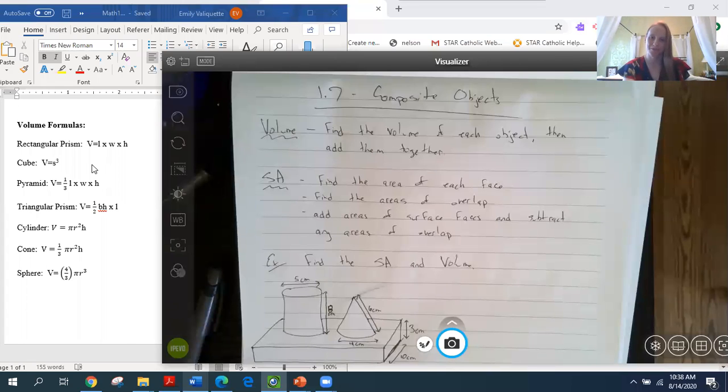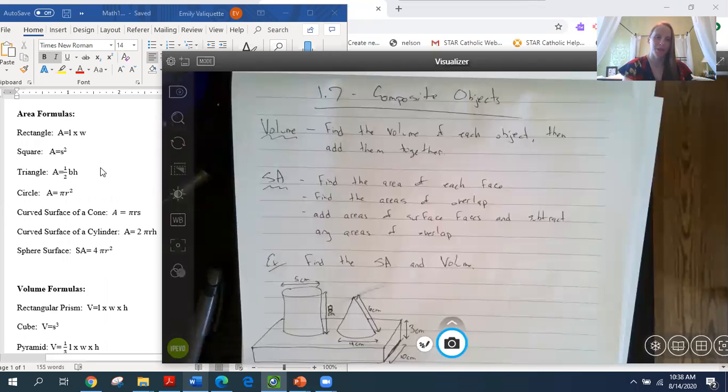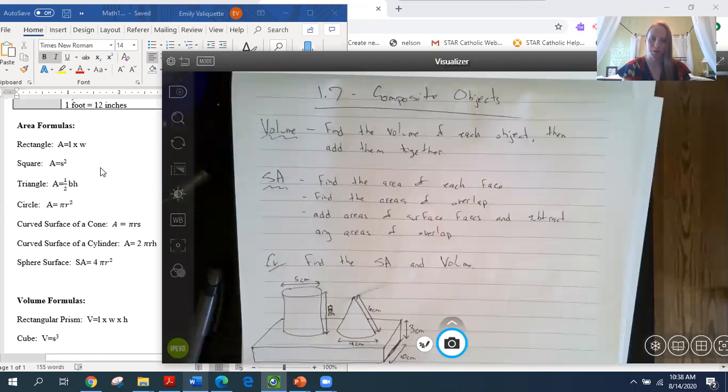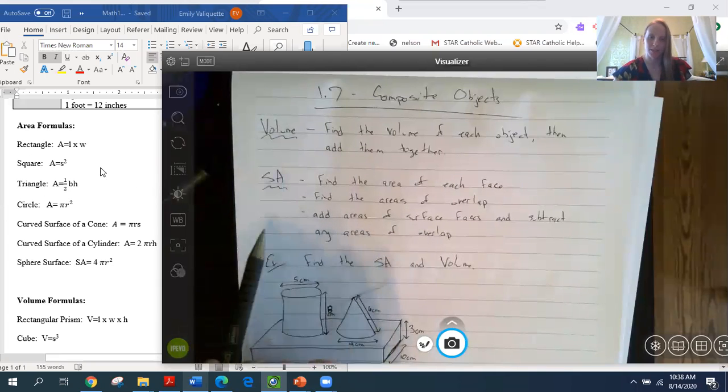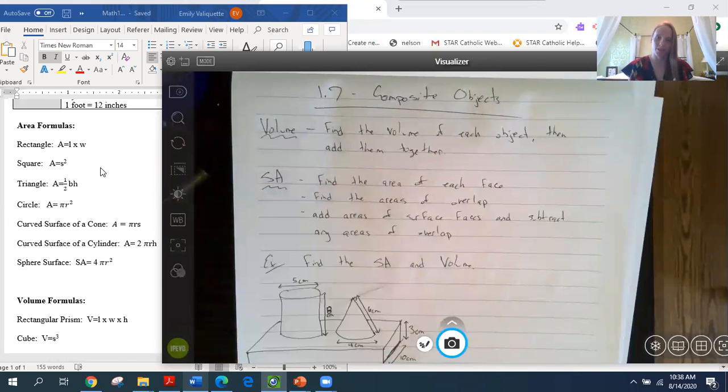So this is lesson 1.7, composite objects. Once again, we will be using all of our formulas from our formula sheet. Volume is pretty easy when it comes to composite objects. To find the volume of the composite object, you just take the volume of each individual object and then add them together. Surface area is only slightly trickier.